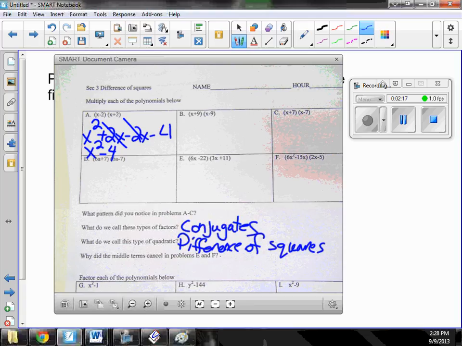Did the middle term cancel in part E? Yes. Do we have conjugates? No. So if we look closely at E, we do in fact have conjugates. But what do you notice about that first factor?